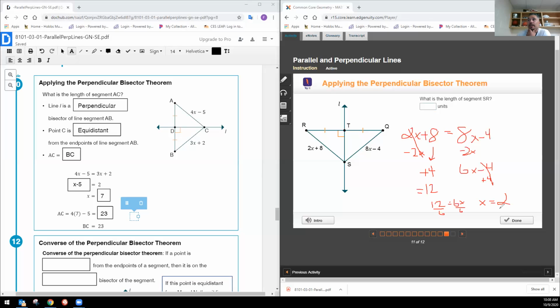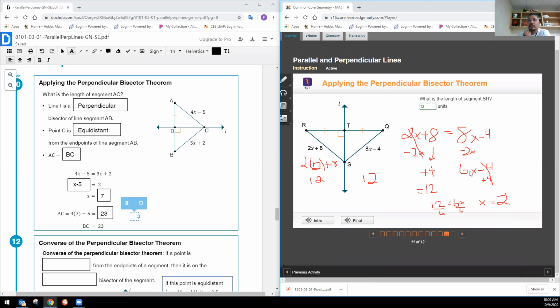Okay, so now we got to put this 2 back into this one. So I'm going to go 2 times 2 plus 8. 2 times 2 is 4, plus 8 is 12. 8 times 2 is 16, minus 4 is also equal to 12. So this is 12 units. By the perpendicular bisector theorem, since SR equals 12 units, QS also equals 12 units.